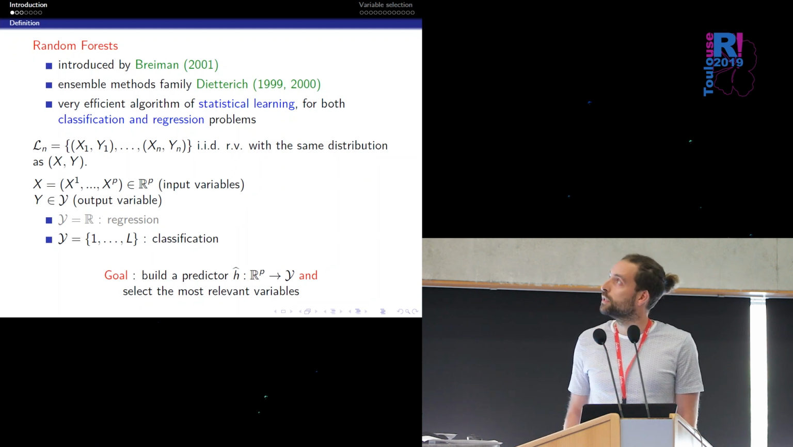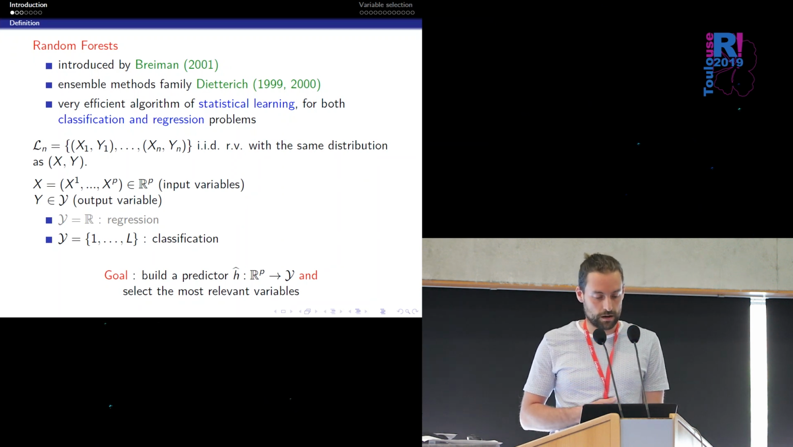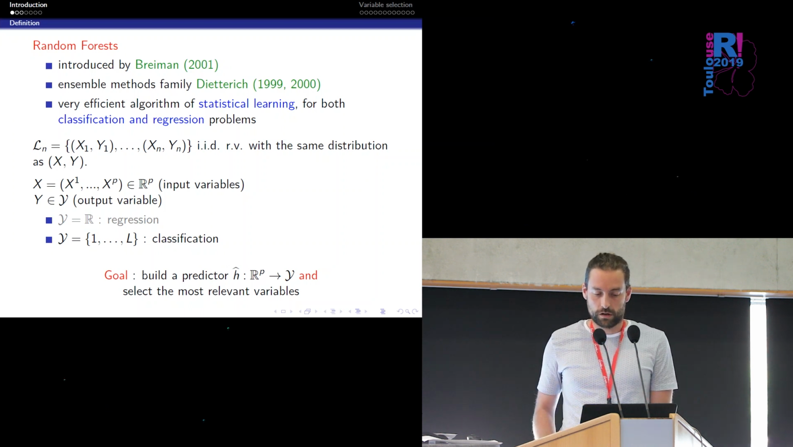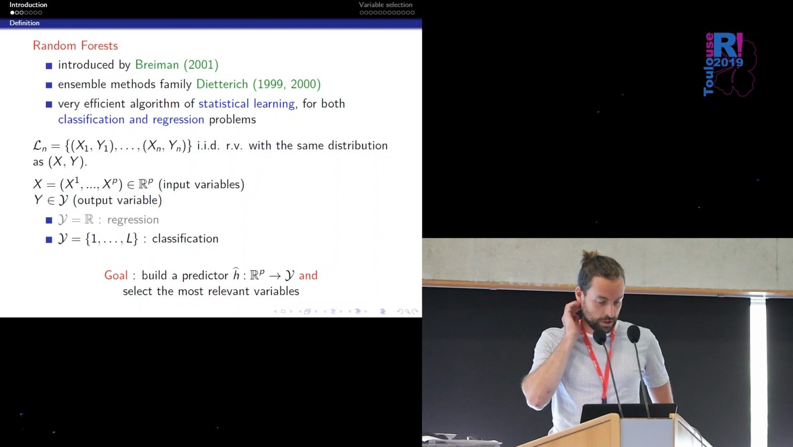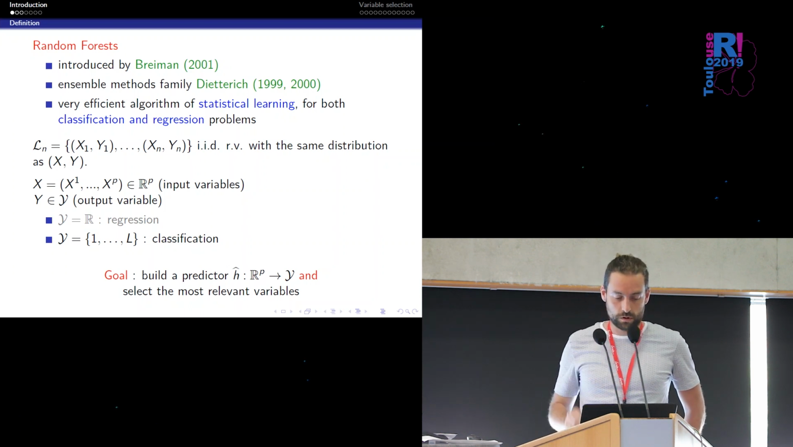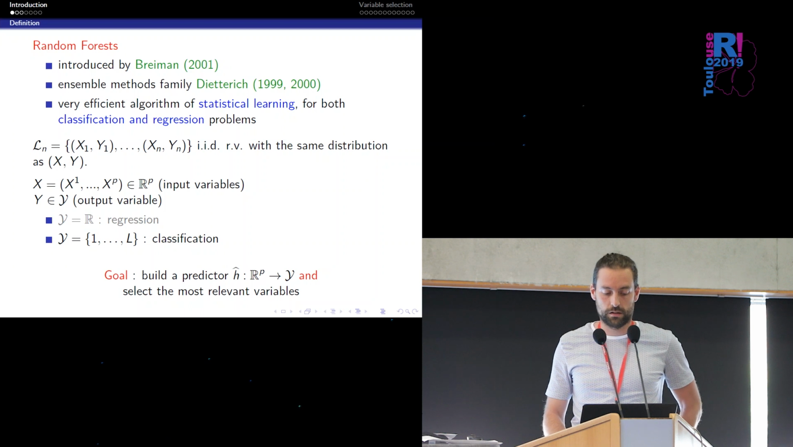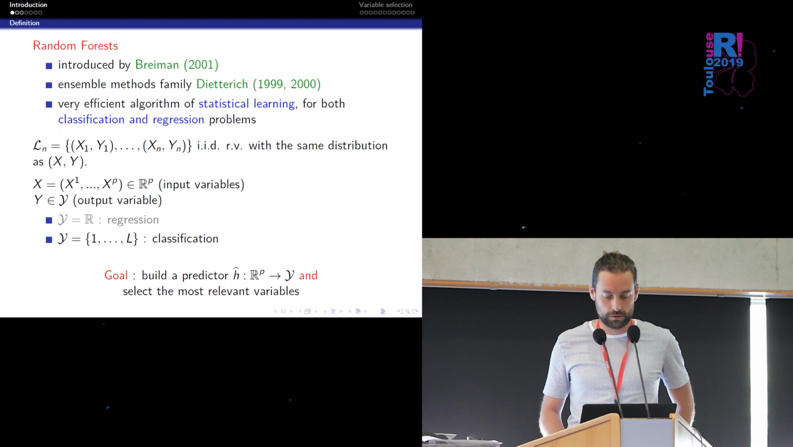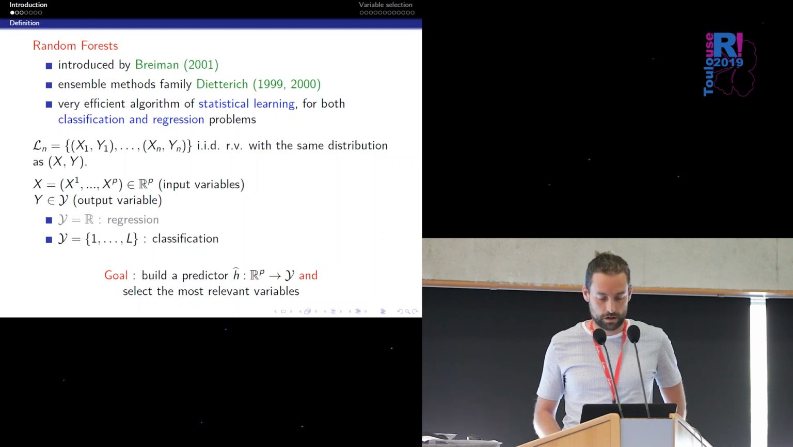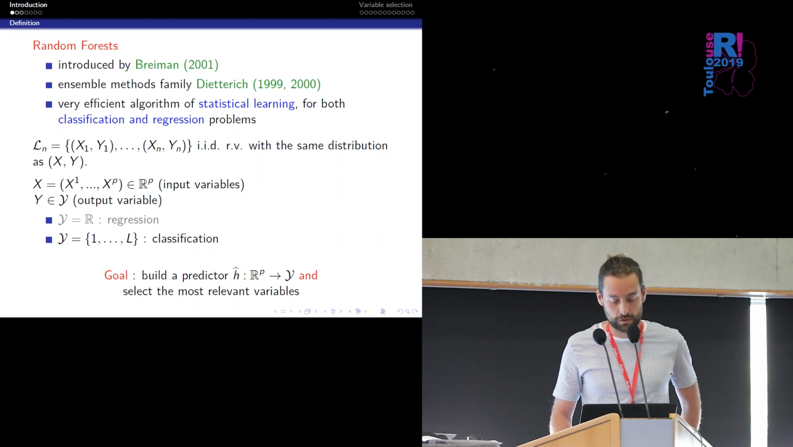Just to fix the notation, I have a learning set L_n. These are i.i.d. observations of (X, Y). My X are my inputs, which are in R^p, and the Y's are the outputs. If your output set is R, it's a regression problem. In this talk, I will only focus on the classification problem, where the outputs are categorical variables, and I denote by L the number of categories.